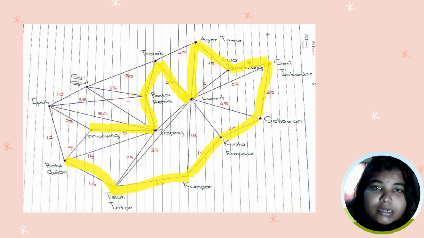Gua Tempurung to Air Tawar is 15. Air Tawar to Lumut is 8. Lumut to Trolak 24. Trolak to Pantai Remis is 15. Pantai Remis to Taiping is 15. Taiping to Manjung is 15.